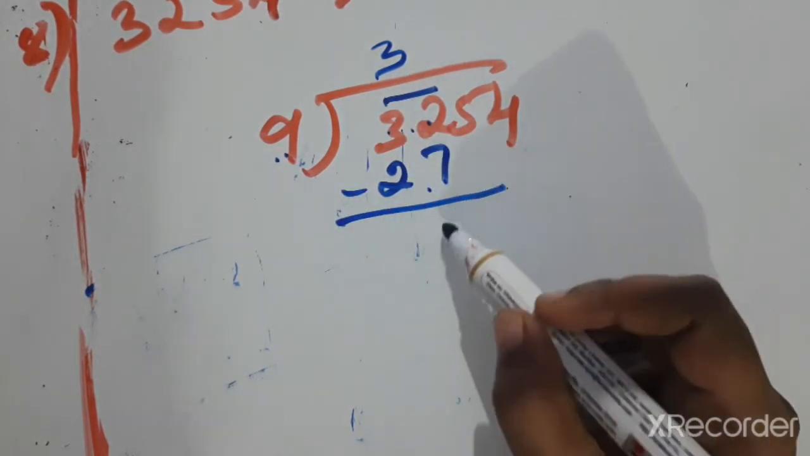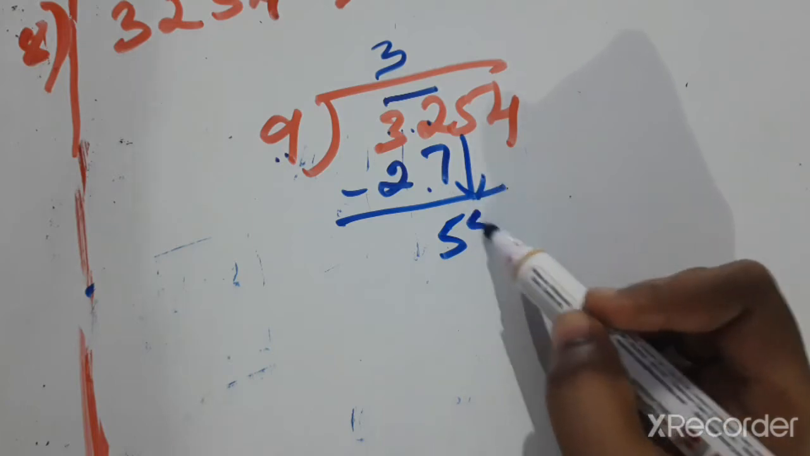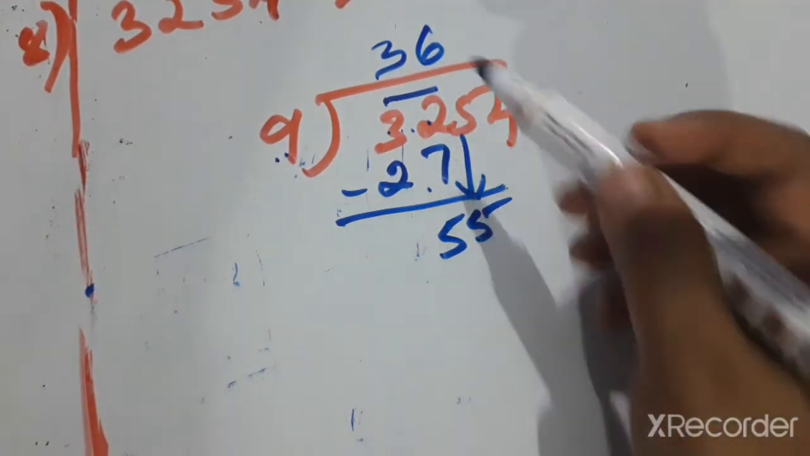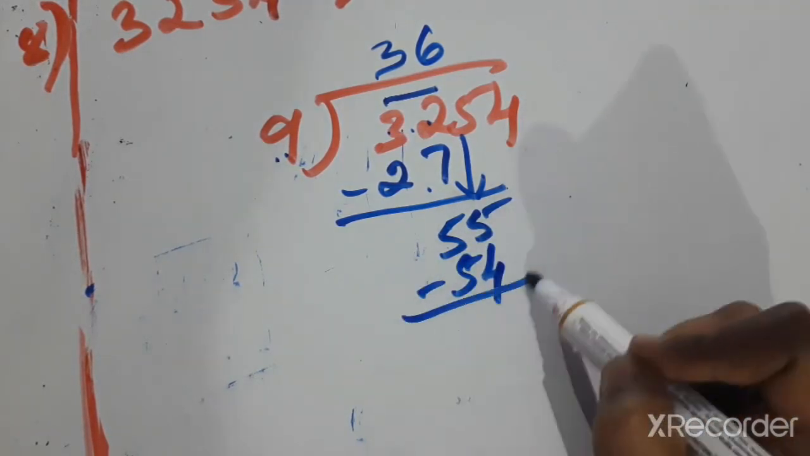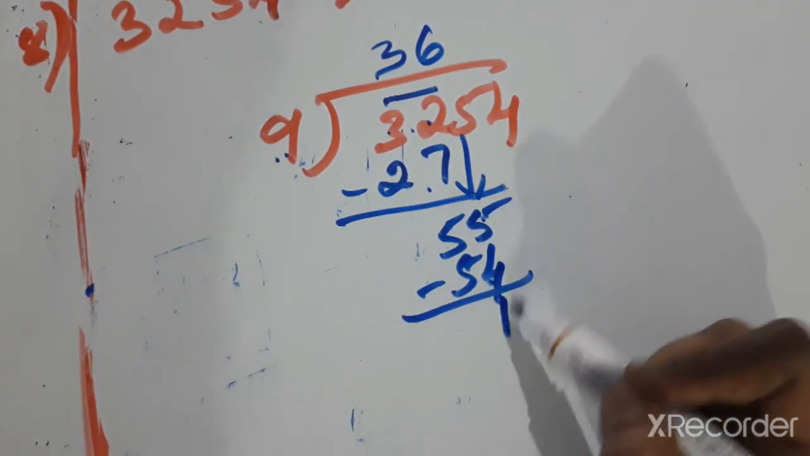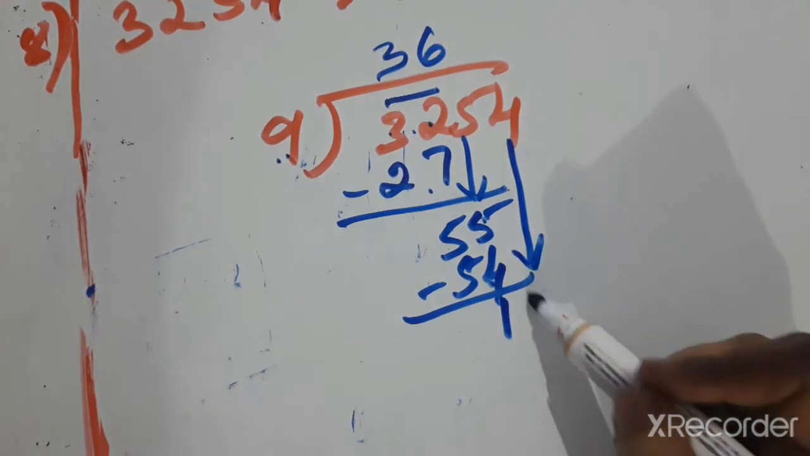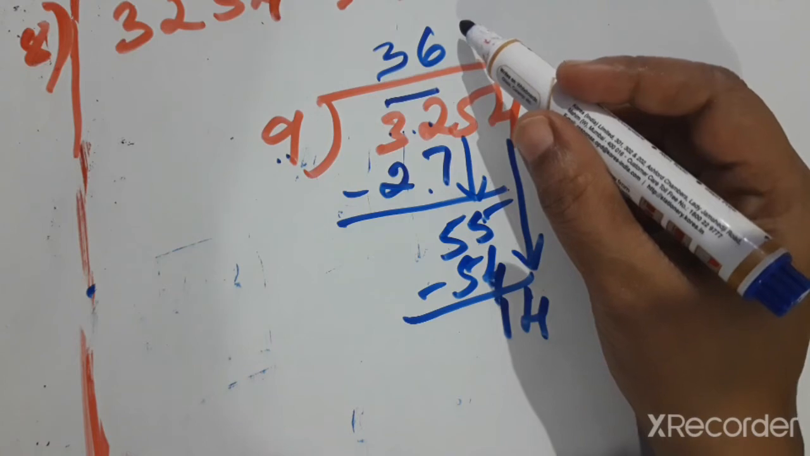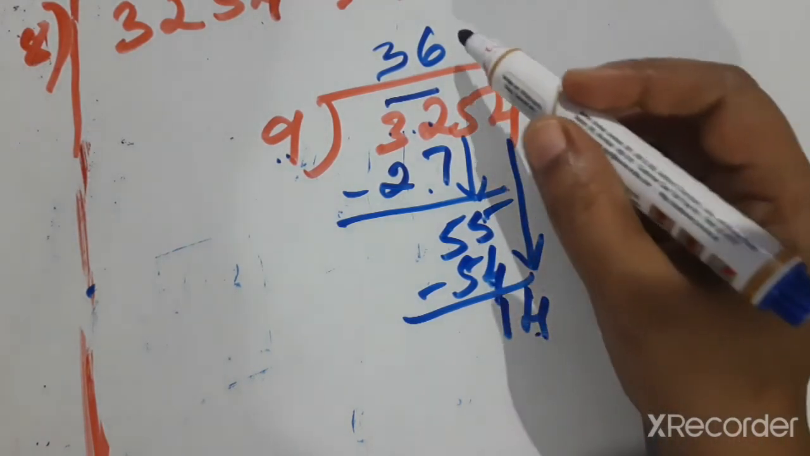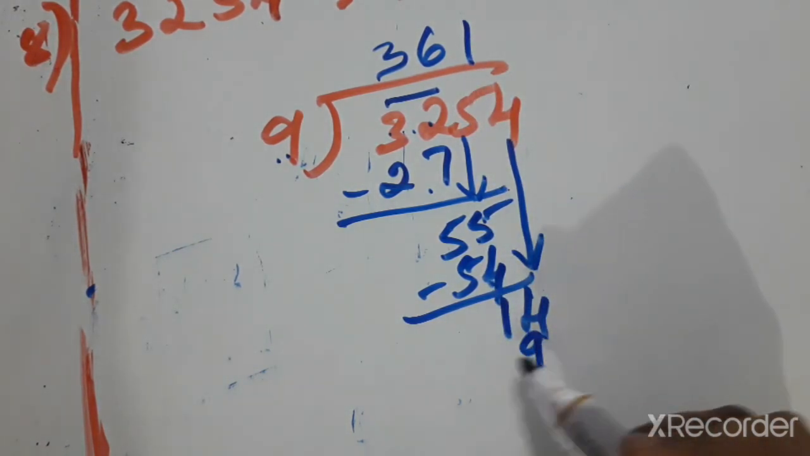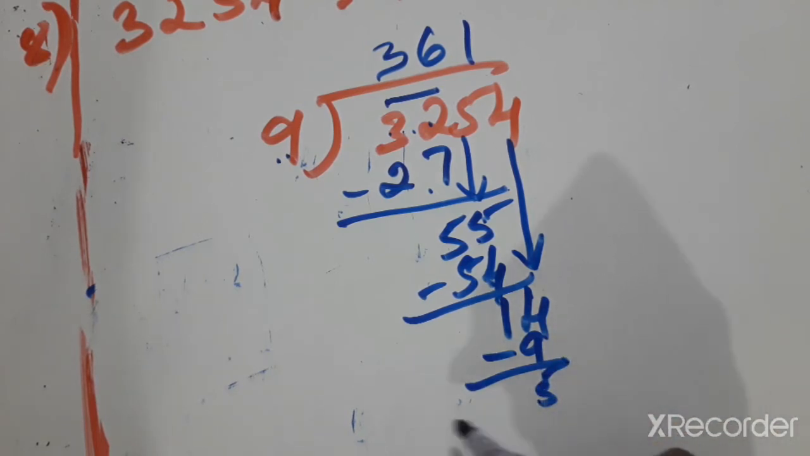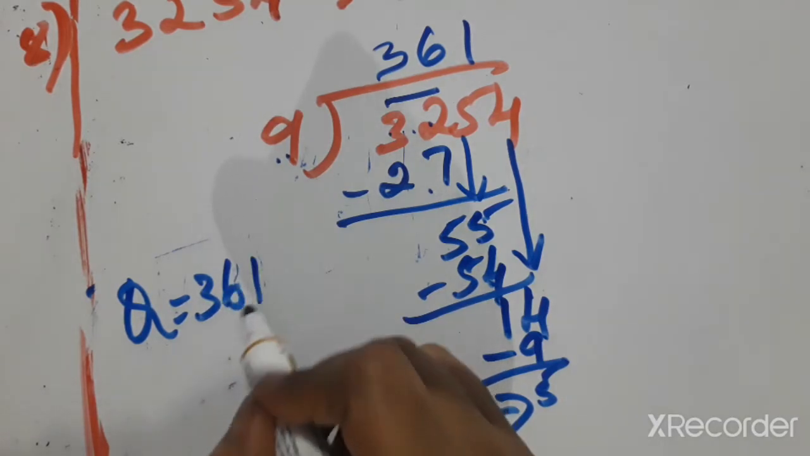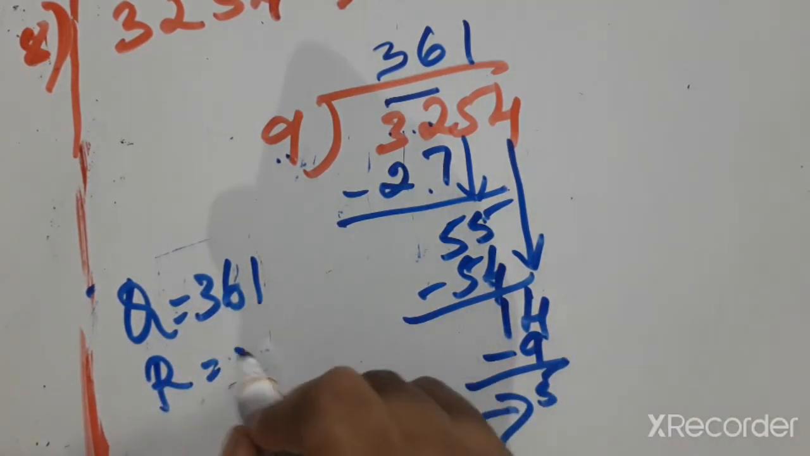32 minus 27 is 5. Bring one number down, that is 55. 9 how much is nearer to 55? 9 6s are 54. 55 minus 54 means 1 is the subtracted value. And bring 4 down. 9 how much is nearer to 14? 9 2s are 18. 18 is greater than this. So 9 1s are 9. 14 minus 9 is 5, the remainder. Quotient is 361 and remainder is 5.